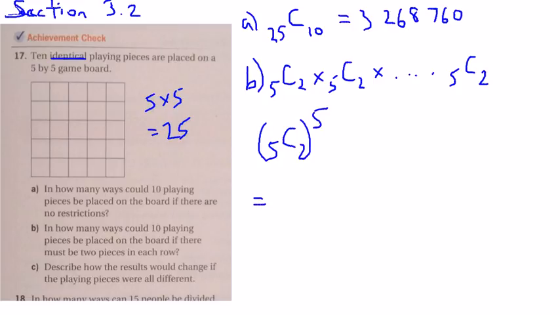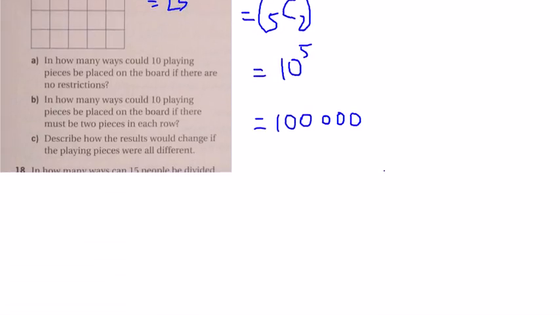Now 5 choose 2 is, let's see, 5 times 4 is 20, divided by 2 is 10, so that's really 10 to the power of 5. That's about 100,000. So there are 100,000 ways that the pieces could be placed on the board if there must be 2 pieces in each row.